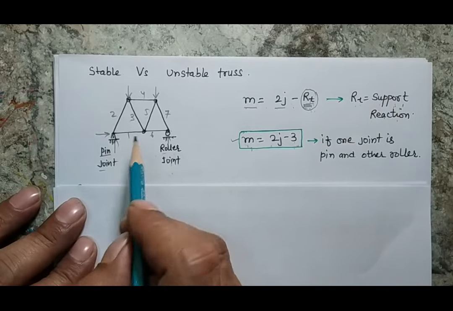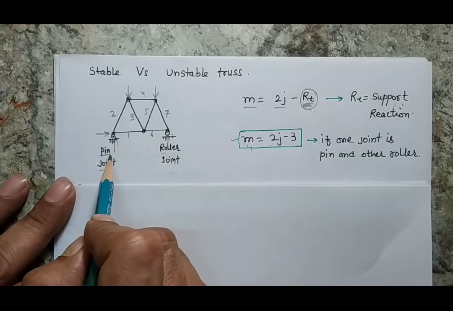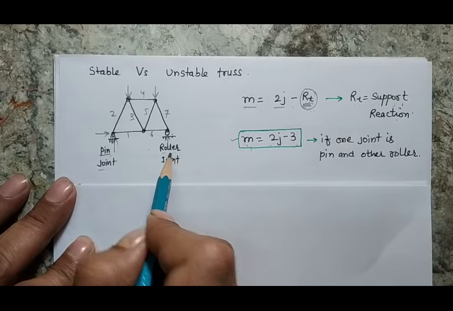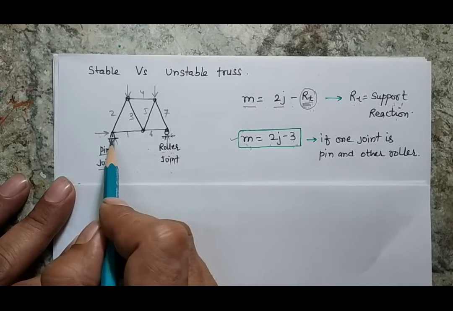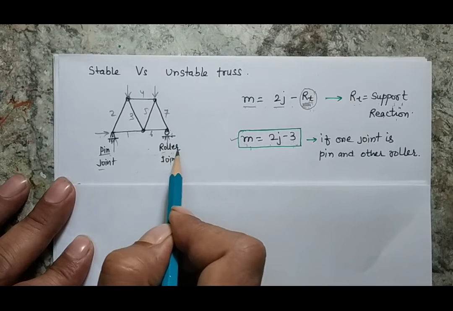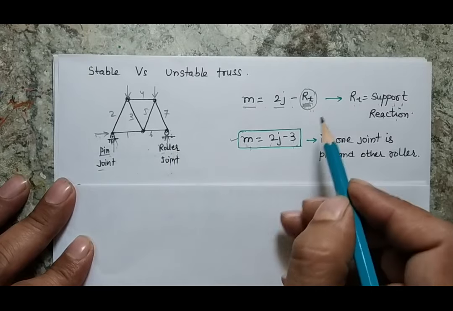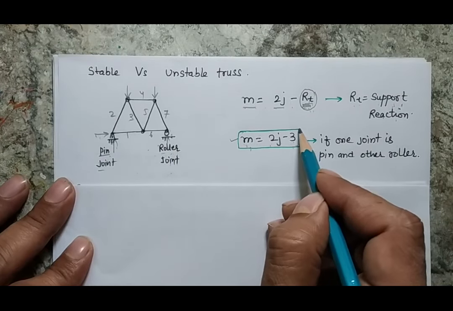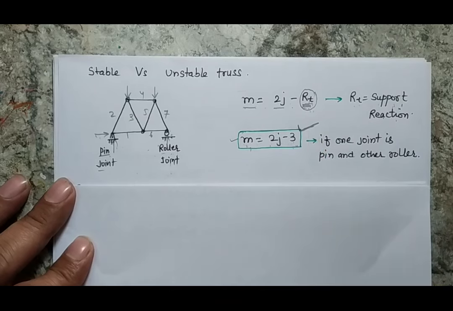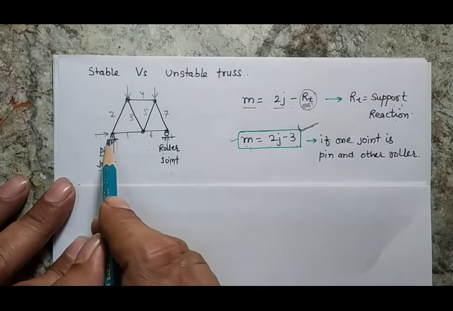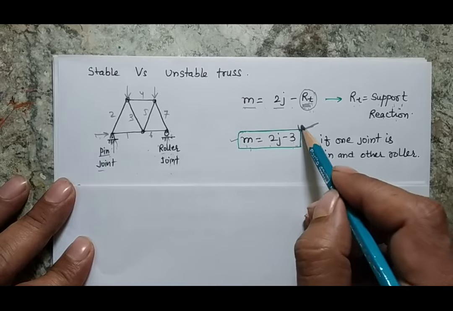For example, if this is my truss and there are two supports, one is the pin joint, another one is the roller joint. How many reactions will there be? The pin joint will generate two forces, however the roller joint will generate only one force. So there will be three reaction forces, and based on these, this formula is used frequently, because normally when we have a simply supported truss, one of the joints will be a roller joint and the other will be a pin joint. So directly you can apply this formula.